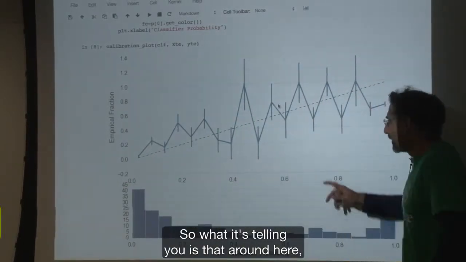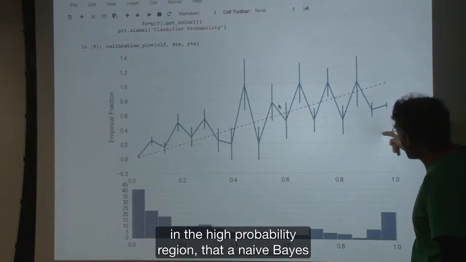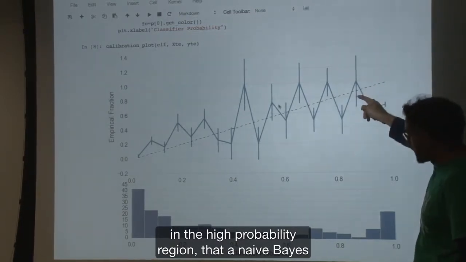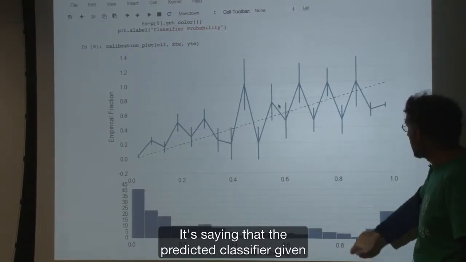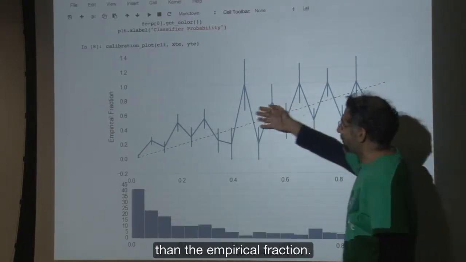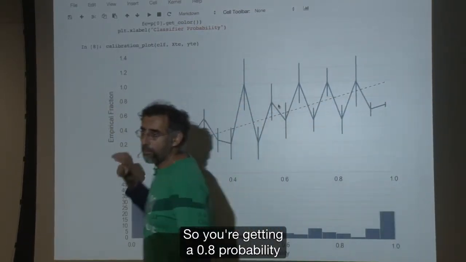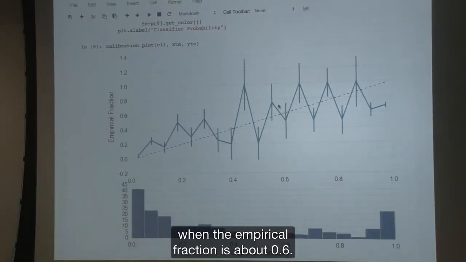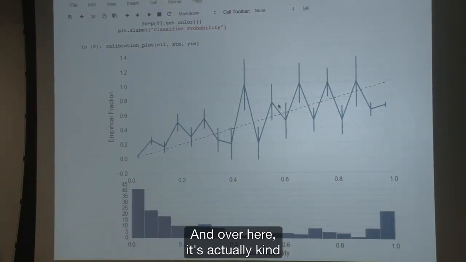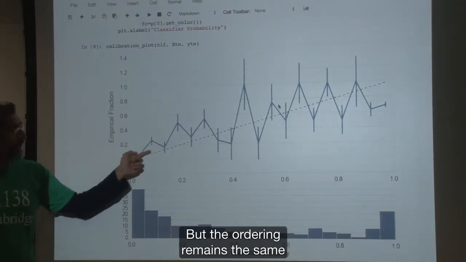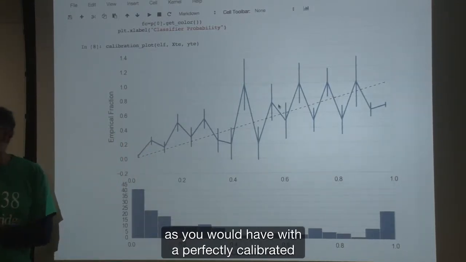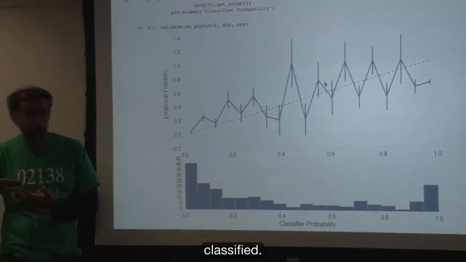What it's telling you is that around here, in the high probability region, the naive Bayes classifier is actually a little bit more optimistic. The classifier's given probability is actually higher than the empirical fraction. So you're getting a 0.8 probability when the empirical fraction is about 0.6. And over here, it kind of undersells it a little bit. But the ordering remains the same as you would have with a perfectly calibrated classifier.